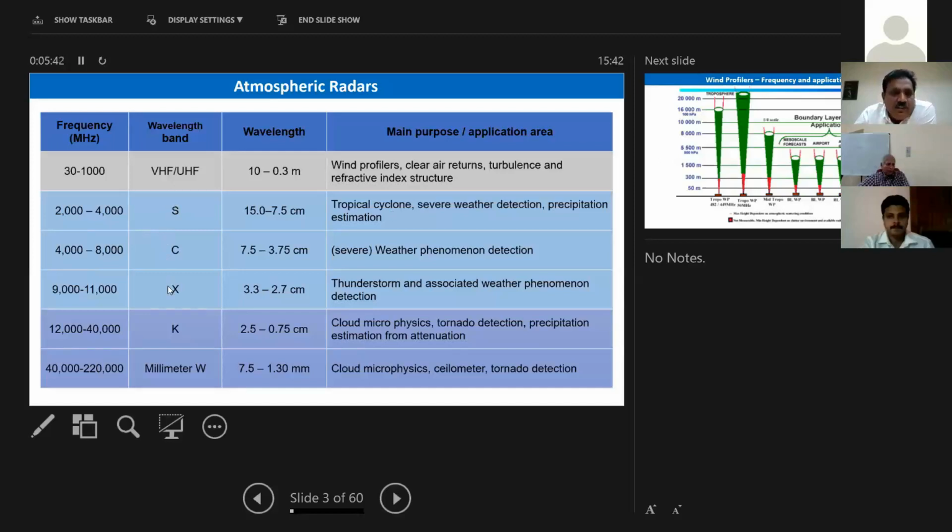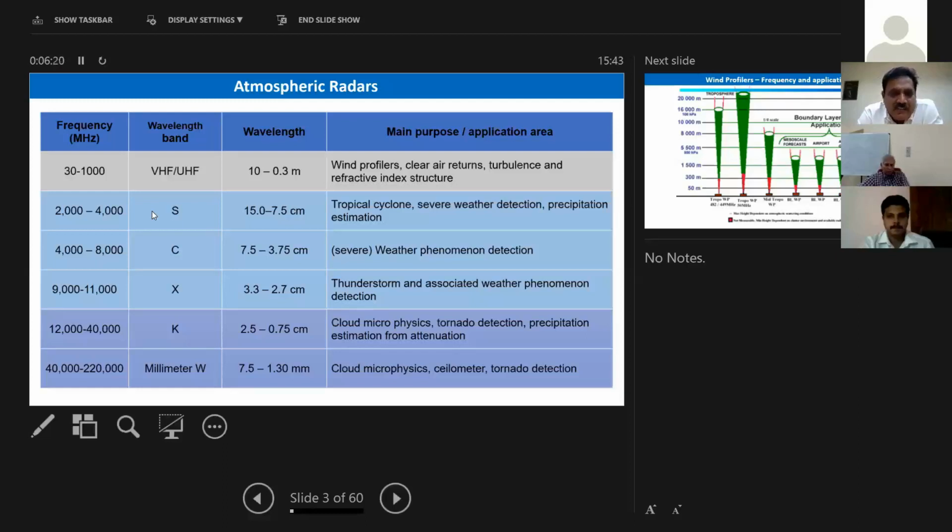Of course, depending on their location and end use, they choose the frequency. Those who want long range data will go to the S band or C band. The people who want to study light precipitation, understand thunderstorms and associated phenomena, and those who are in mountainous terrain and cities, where many blockages will be there, will go to the X band. So depending on the application, people choose the frequency.